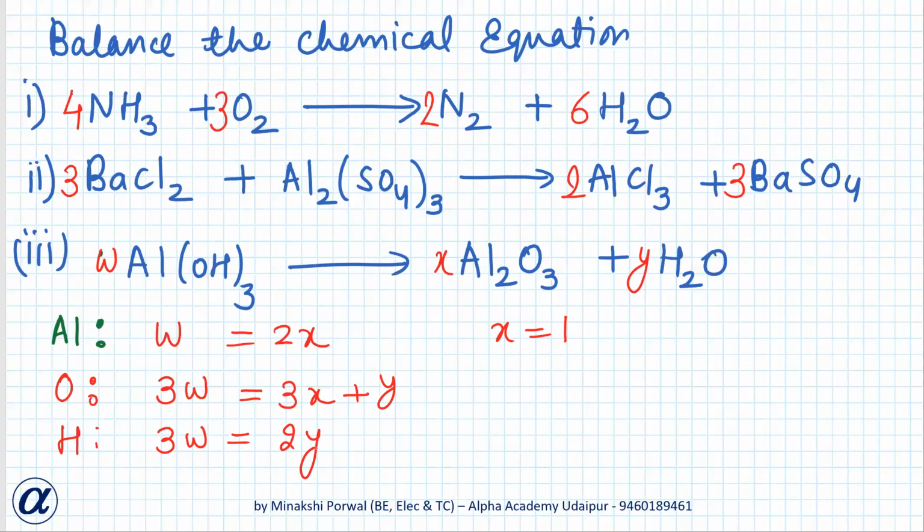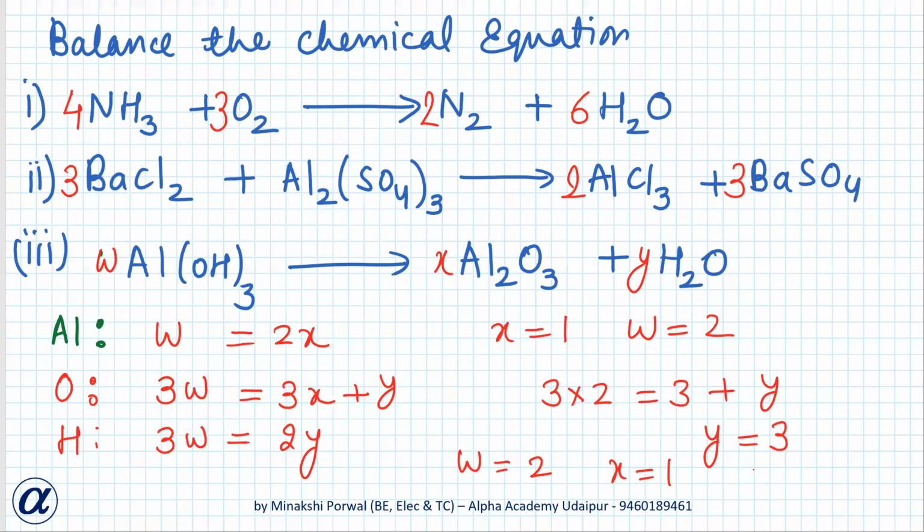If X is 1, W will be equal to 2. So X is 1, so Y equals 3. So basically W is 2, X is 1 and Y is 3. Okay. W is 2, X is 1 and Y is 3. Okay. Is it clear to everybody?